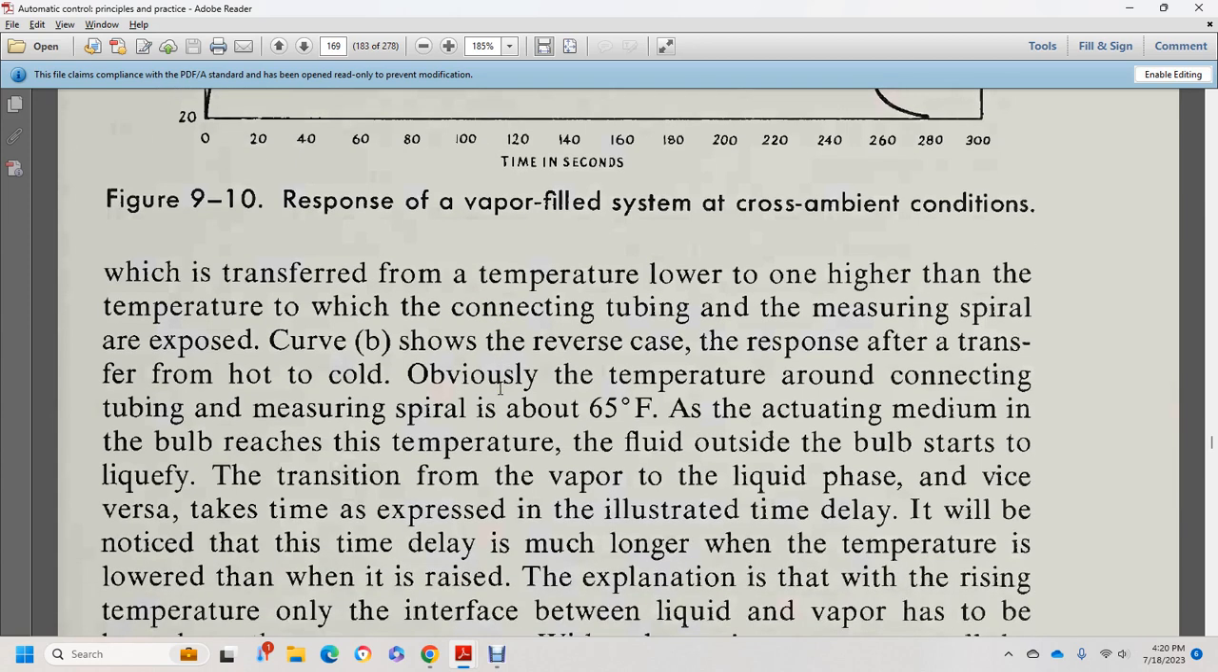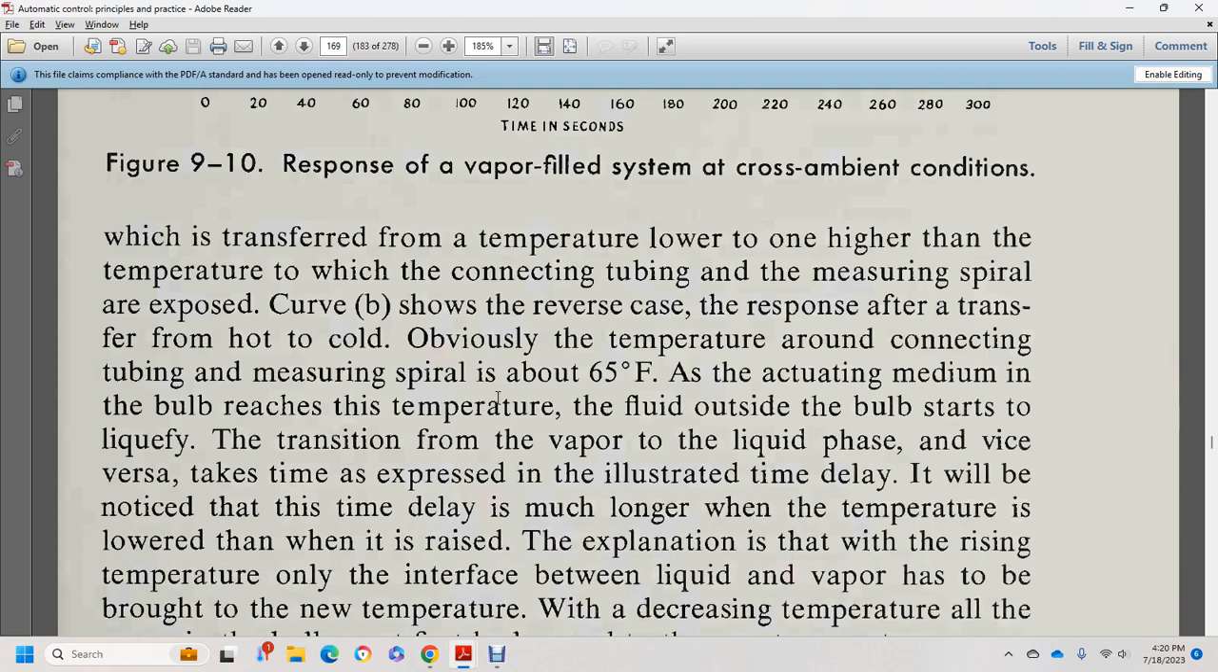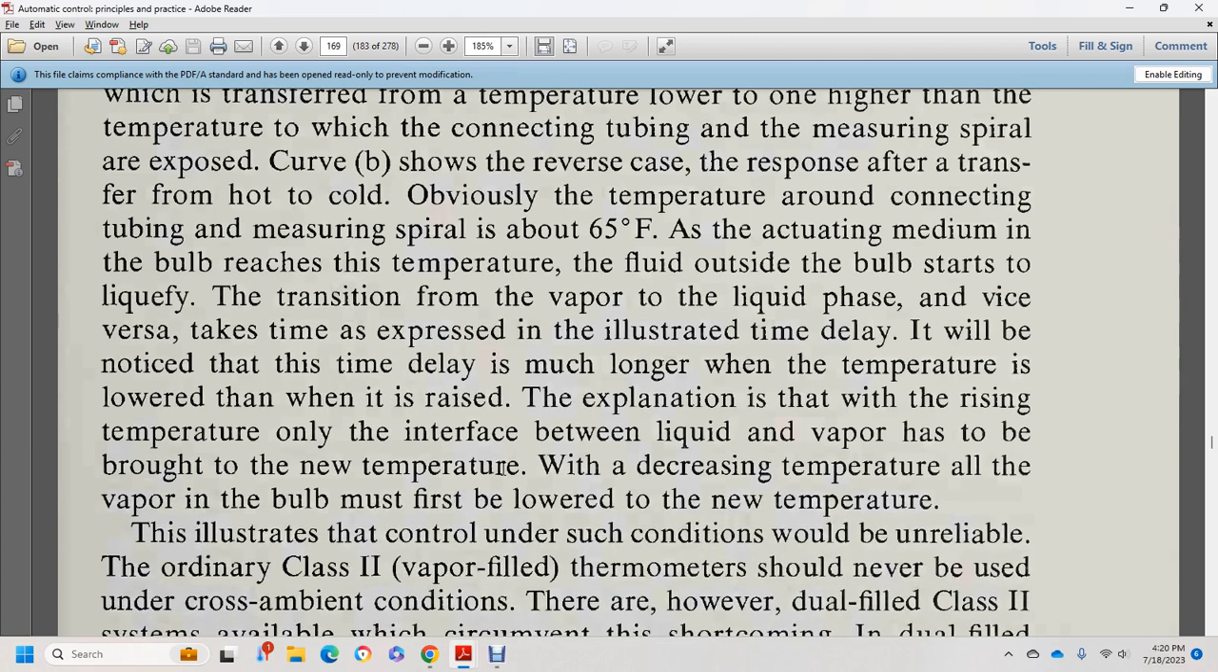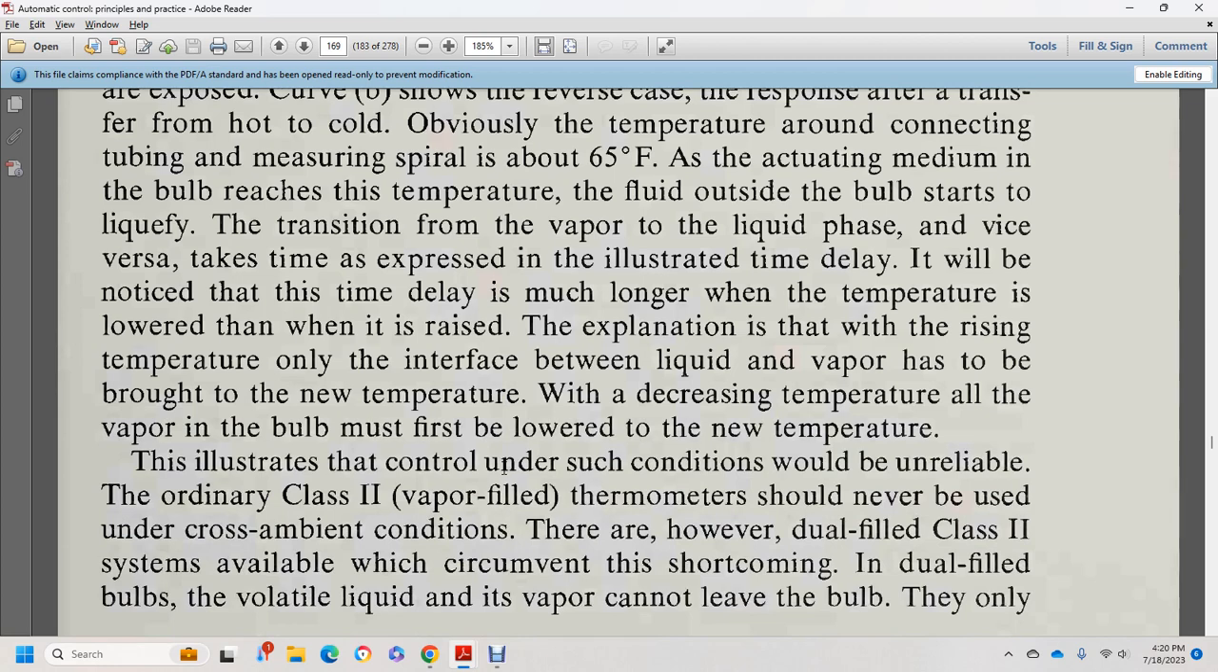It will be noticed that the time delay is much longer when the temperature is falling than when it is rising. The explanation is that the interface between liquid and vapor has to drop to the new temperature, and all of the vapor in the bulb must be lower than the new temperature. Control under these conditions would be unreliable, so the ordinary class 2 vapor-filled thermometer should never be used under cross-ambient conditions.